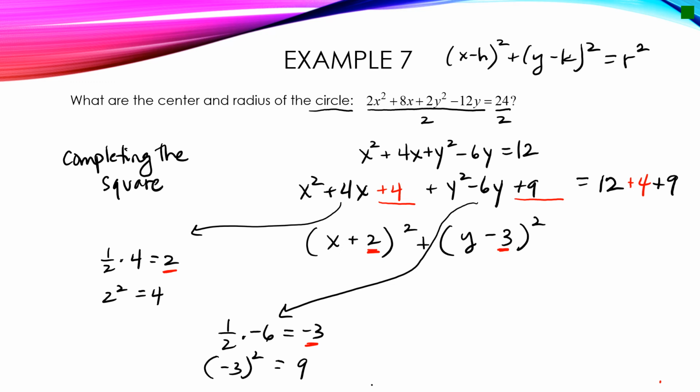And then the only thing left for me to do is to figure out what is 12 plus 4 plus 9. And I think that is 25. So now I've written it as the implicit form of a circle, and so I can answer the original question. The center is going to be negative 2, positive 3. Remember, when it's written in this form, it's like a transformation, so it does the opposite of what you might think. And the radius is going to be the square root of 25, or 5.